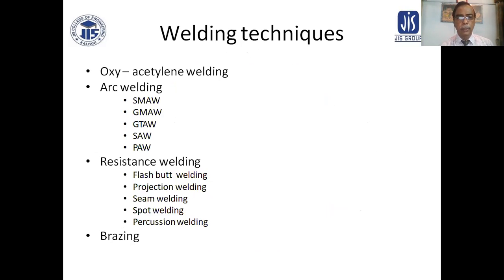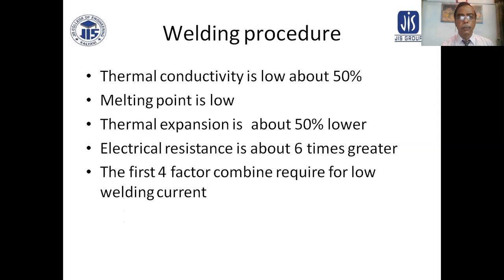Welding techniques: oxy-acetylene welding, arc welding, shielded metal arc welding, gas tungsten arc welding, submerged arc welding, plasma arc welding, resistance welding, flash spark welding, projection welding, seam welding, spot welding, percussion welding, and also brazing. Welding procedures: thermal conductivity is low, about 50%. Melting point is low. Thermal expansion is about 50% lower. Electrical resistance is about 6 times greater. The first 4 factors combined require a low welding current.